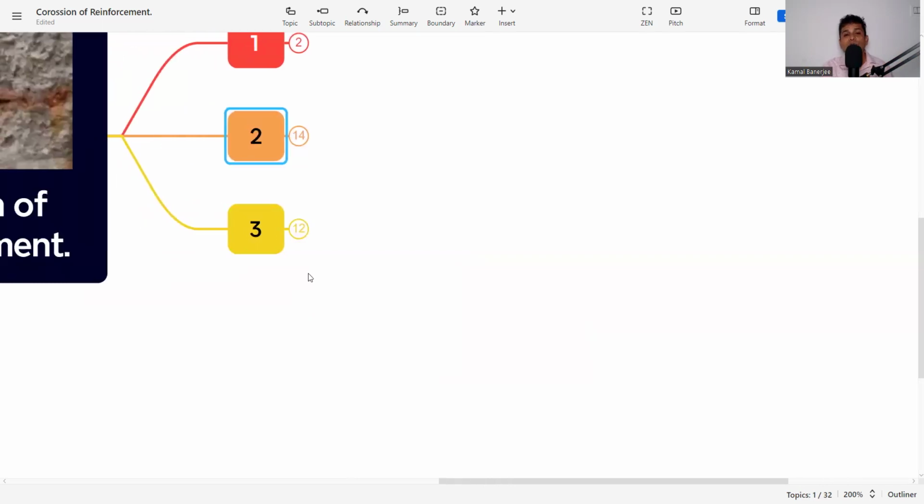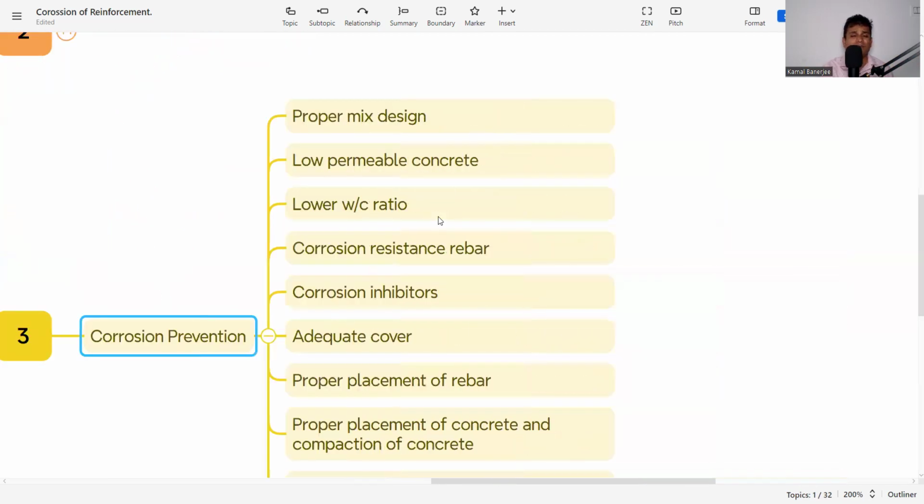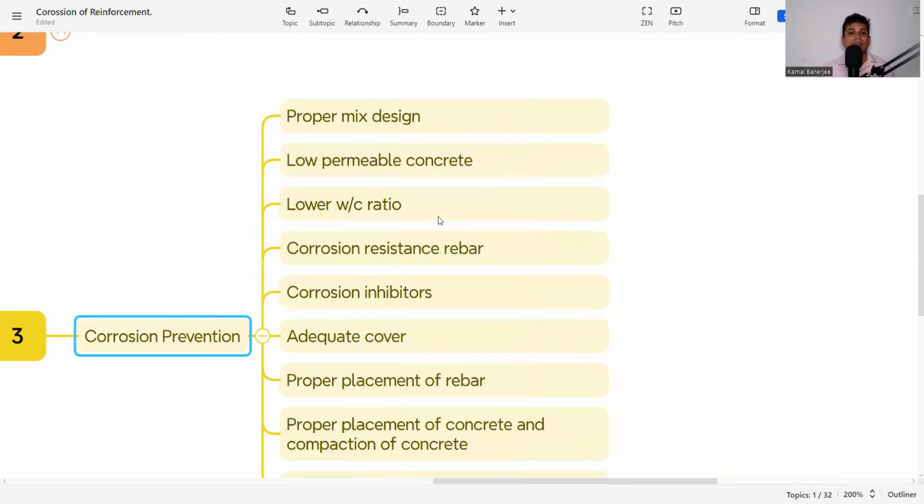Now we need to know the best practices to avoid corrosion of the reinforcement. This is called corrosion prevention. There are different ways we can do it. The first thing is that we need proper mix design. Why? With proper mix design, we ensure there will be no voids, no air voids, and proper compaction as well. So there will be no weak zone, and through a weak path the chloride ion and moisture will not ingress.